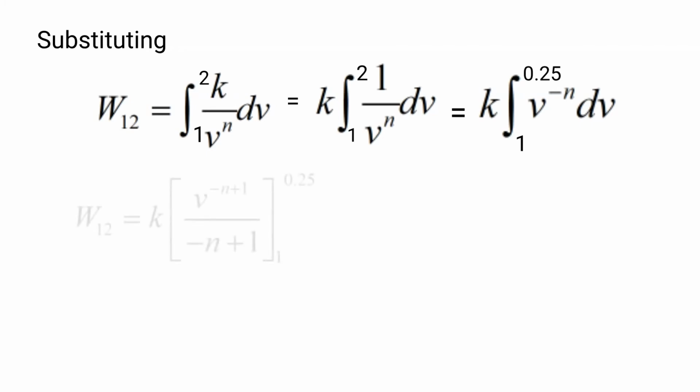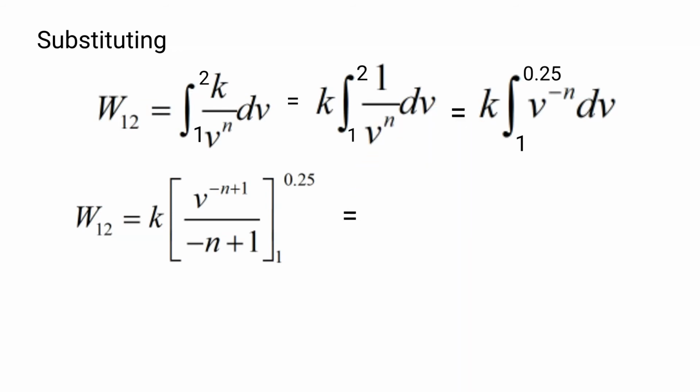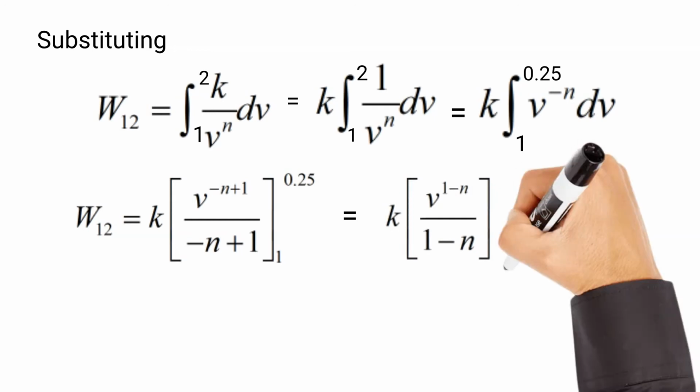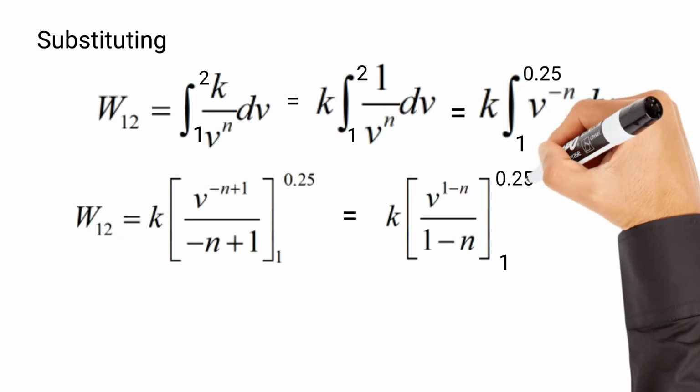So if we're integrating, we're going to have K outside. If you integrate V raised to the power minus n, you have V raised to the power minus n plus 1 all over minus n plus 1. Our limit from 1 to 0.25 will follow us. So if I arrange the power, minus n plus 1 can also be written as V raised to power 1 minus n all over 1 minus n from 1 to 0.25.